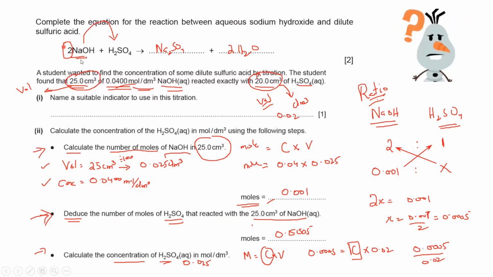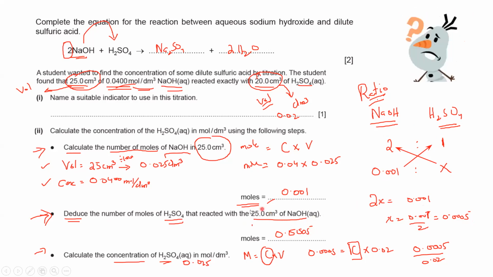What ratio did we take? Because we have sodium hydroxide and we are finding sulfuric acid, given is sodium hydroxide and required is sulfuric acid, so we can take a ratio between sodium hydroxide and sulfuric acid. Sodium hydroxide, there are 2 moles according to the equation, and sulfuric acid, there is 1 mole. So the ratio between them is 2 to 1. But in the question we have 0.00 moles of sodium hydroxide. Then how many moles of sulfuric acid should be there? X, when we solve, we get 0.0005. So these are the moles of sodium hydroxide and these are the moles of sulfuric acid.